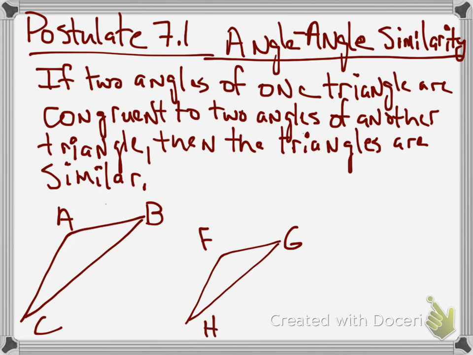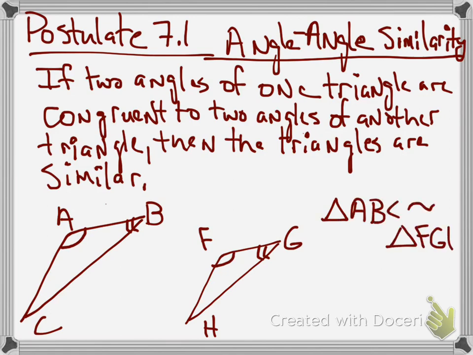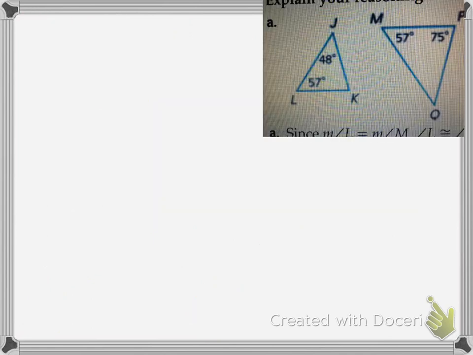Okay, so in this example, I'll back this up a bit. I can say angle A is congruent to angle F, and angle B is congruent to angle G, and I only need two angles congruent, so I can say by the angle-angle similarity that triangle ABC is similar to triangle FGH. Now notice how I try to line that up: A with F, B with G, C with H.